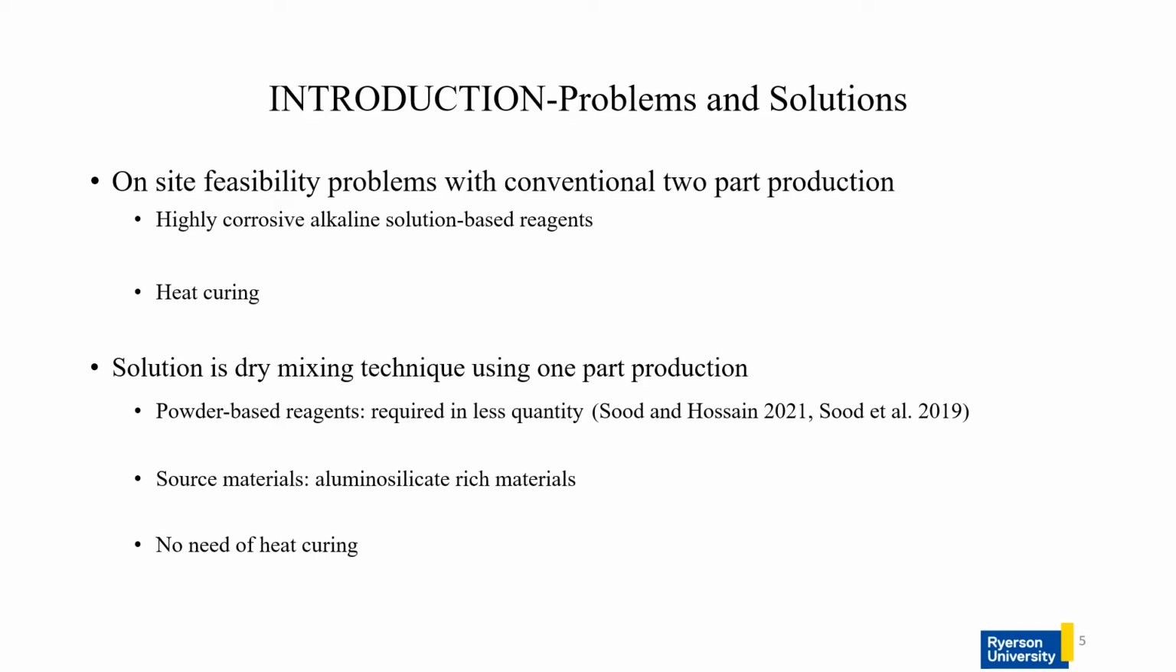By one part, we mean using the source materials and the reagents in powder form as one part blended together. We simply add water to it, like in case of cement-based binders, we add water to the cement. In a similar way, we add water to the pre-blended mix of source materials and the reagents. Whereas in case of the two-part production technique, we prepare solution-based reagents separately, we prepare source material separately, and then combine them together to form a wet mix.